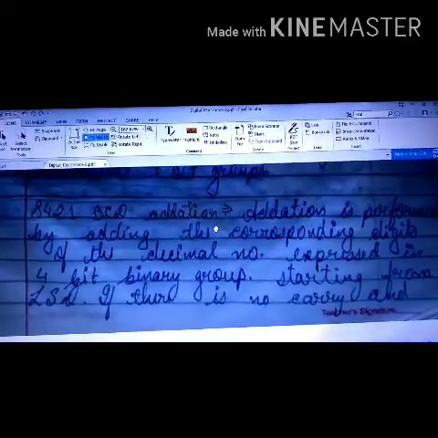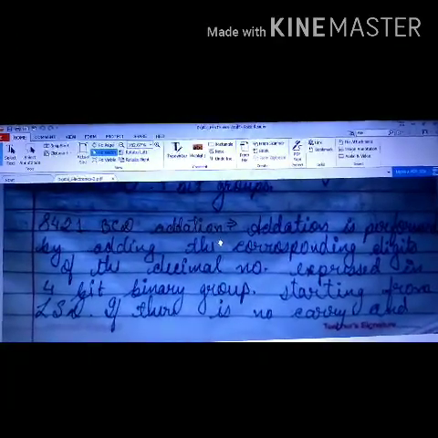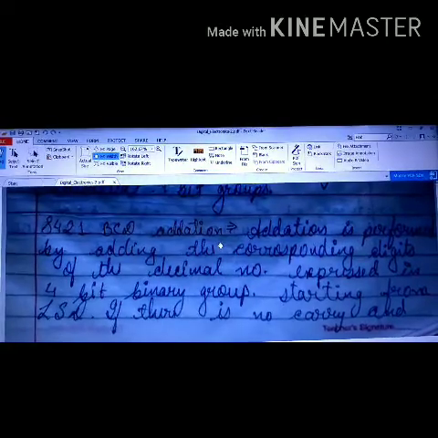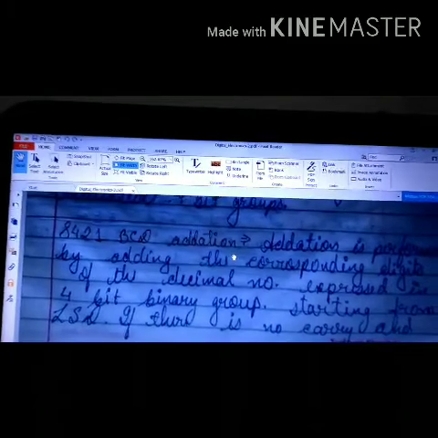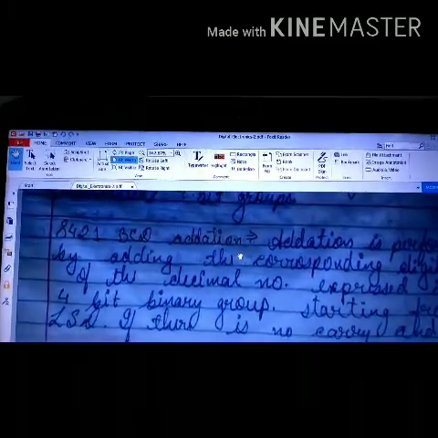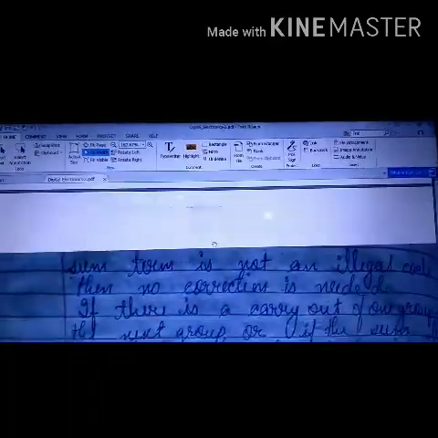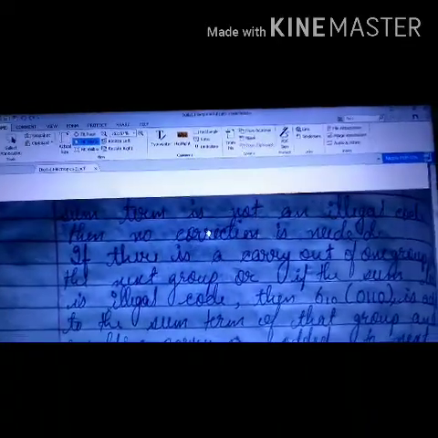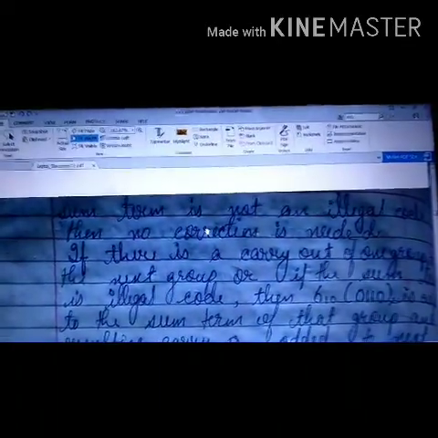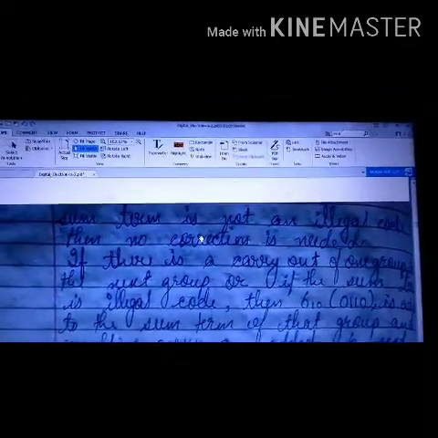So let us look at 8421 BCD addition. Addition is performed by adding corresponding digits of the decimal number expressed in 4-bit binary groups, starting from the LSD. So starting from the LSD, in the group of 4 bits, we start our addition and subtraction process. If there is no carry, and the sum term is not an illegal code, then no correction is needed.